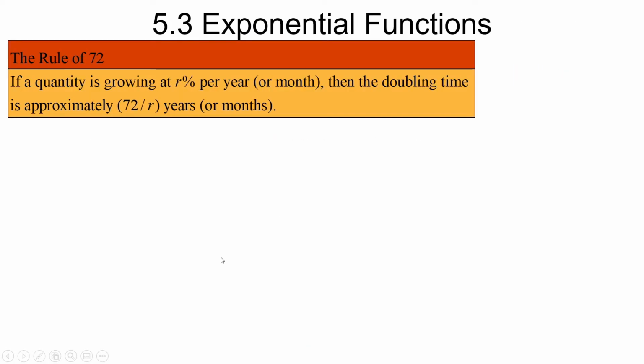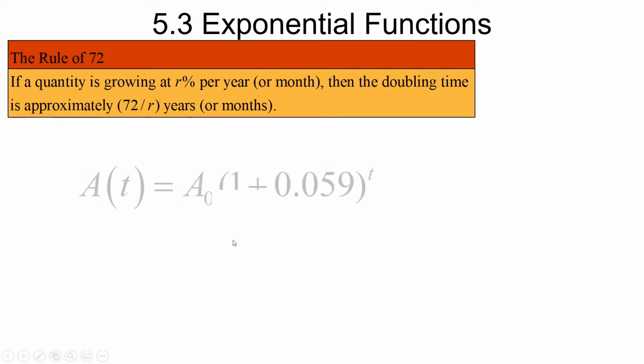All right, the rule of 72. This is big. If a quantity is growing at r% per year, or maybe your time is in months, then the doubling time is approximately 72 divided by r in years or months, depending on your unit in time.